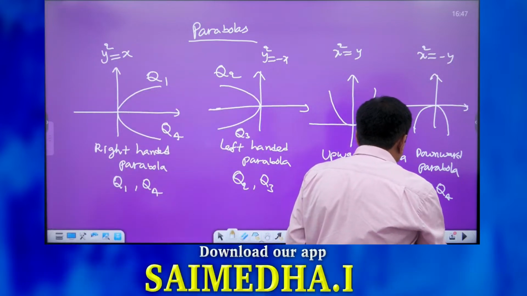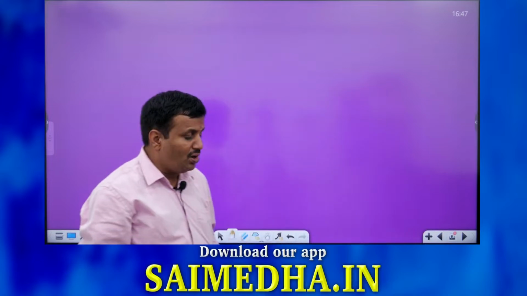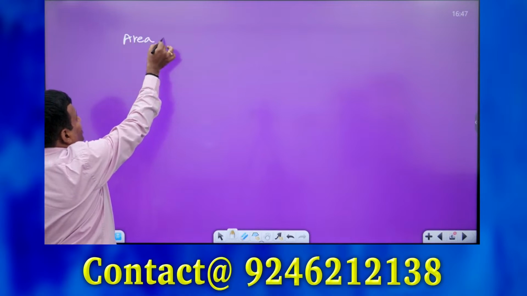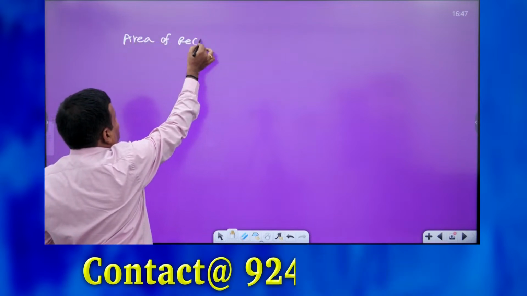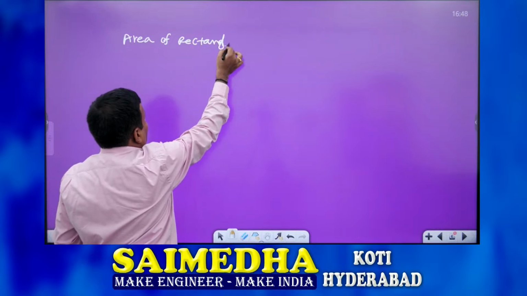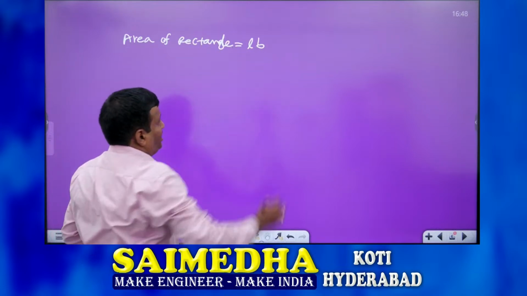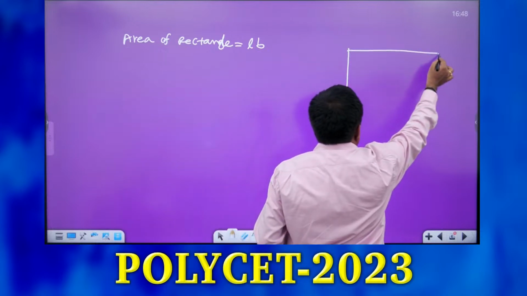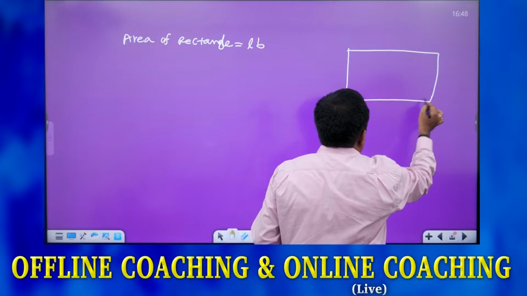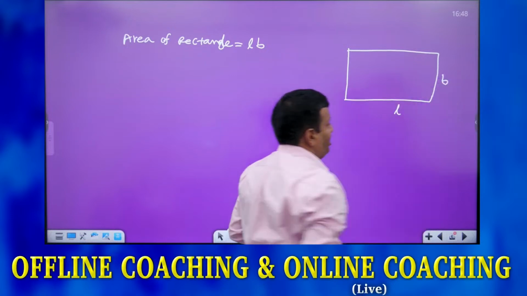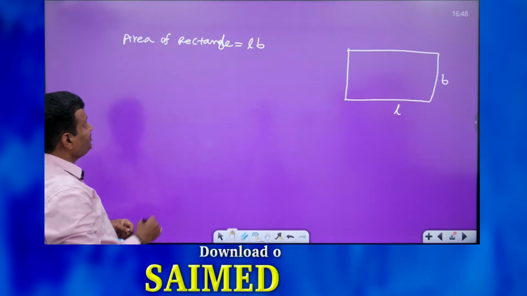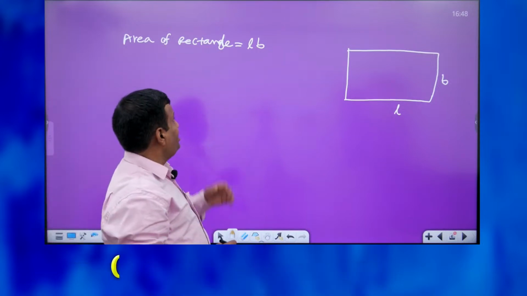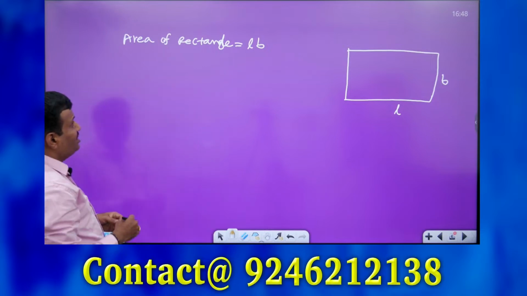Coming to some important formulae required to solve the questions. ఇక్కడ area of rectangle. If you observe, area of rectangle is equal to length into breadth. So we should have the knowledge about area of the rectangle, length into breadth. What is that? Surface. Complete area of the rectangle is L into B square units.